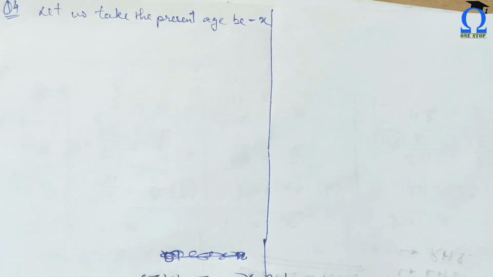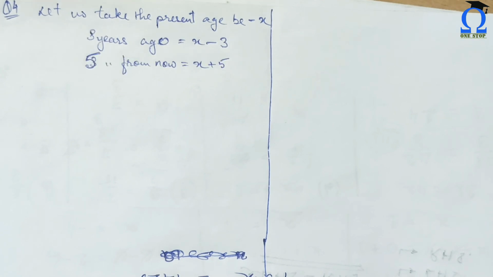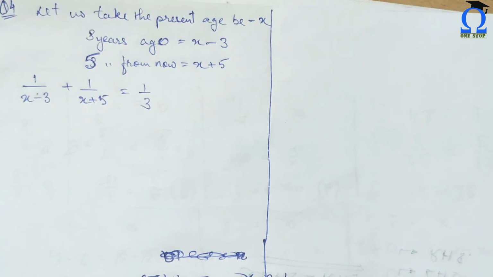Here they are saying that the sum of the reciprocals of Rahman's age 3 years ago and 5 years from now is 1 by 3. Okay, so I am taking the present age to be x, and it will be x minus 3 years ago, and 5 years from now it will be x plus 5. Understood? And we need to add the reciprocals of these. Okay, so we have got this equation.